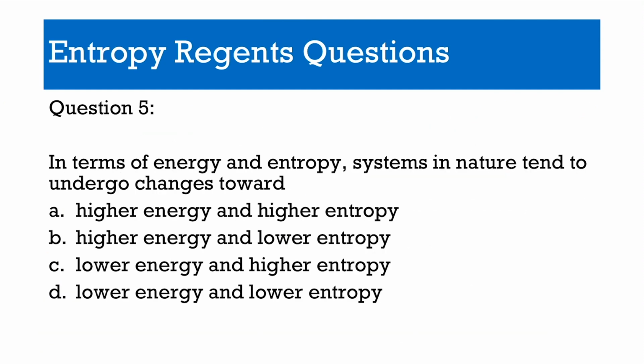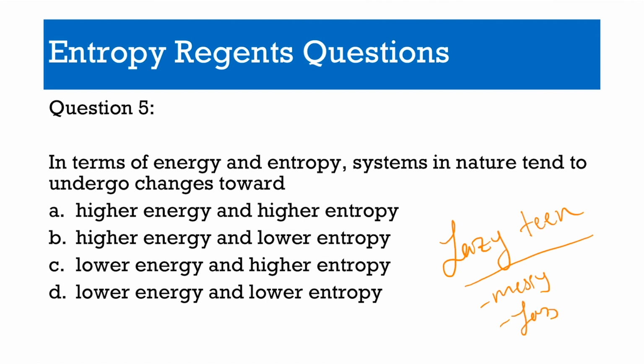Let's jump into number 5. Number 5 is a pretty easy one to end with this portion. It says, in terms of energy and entropy, systems in nature tend to undergo changes that would. Remember, we're thinking that the universe is a lazy teenager. So a lazy teen is messy and lazy. So low energy and high randomness, which is high entropy. So that is what C is.